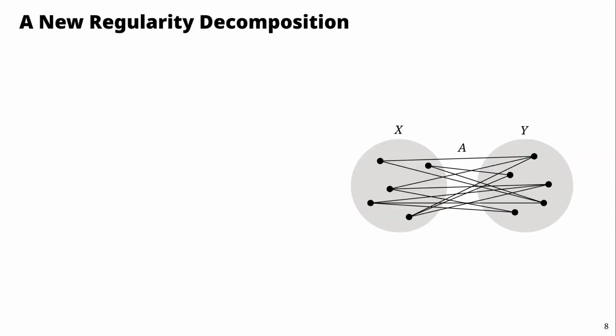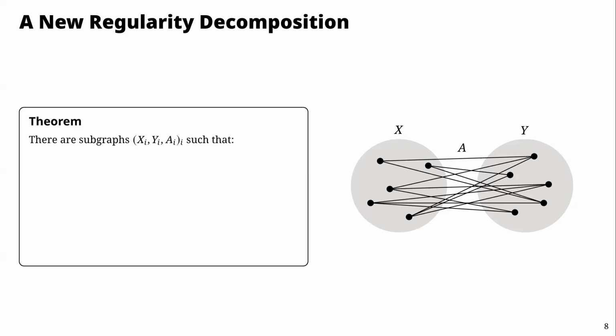Now, what we need is a regularity decomposition, which decomposes an arbitrary graph into pieces which are either pseudo-random in the previous sense or sparse. Good. So let me start with the bipartite graph again and just show you the theorem which we get. Unfortunately, I won't really have time to talk about the proof here.